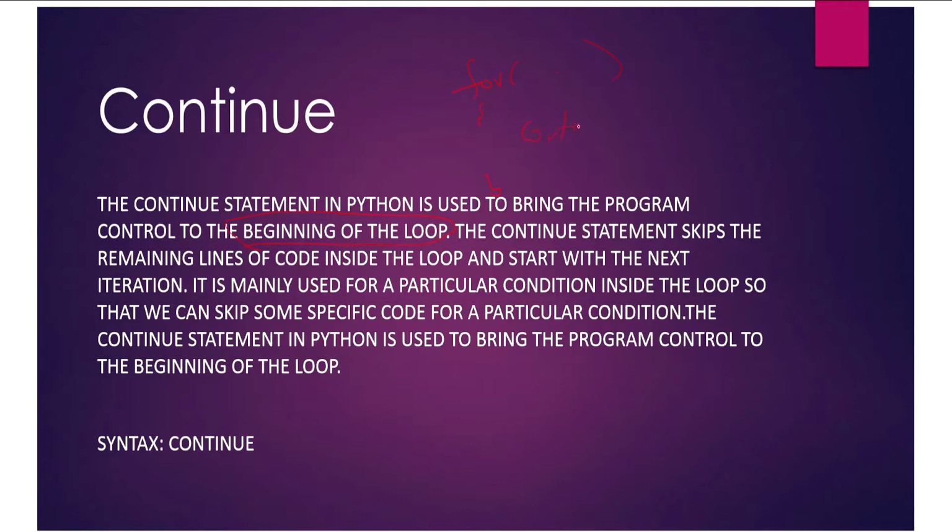continue, and here is some code. Whenever a continue statement is executed, whatever code is after this continue will not be executed. Again, the code will be executed from here. It is mainly used for a condition inside the loop so that we can skip some specific code for a particular condition. Whenever this is executed, it will go back to the beginning of the loop. When you have a particular scenario like this, at that time you can use continue.